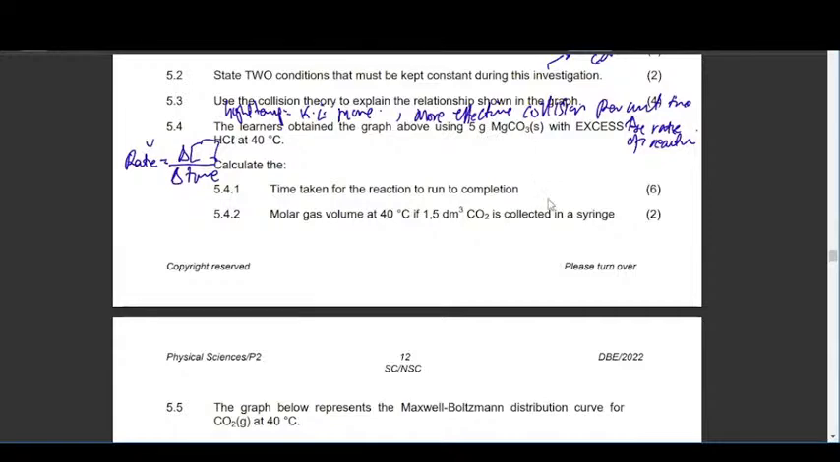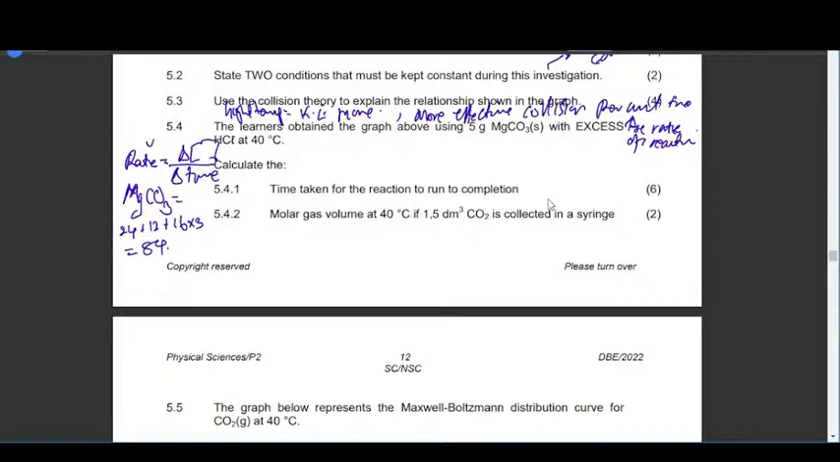So let me find the RFM of magnesium carbonate. It is going to be equal to magnesium is 24 plus carbon is 12 plus oxygen is 16 times 3. So the answer is going to be 84.